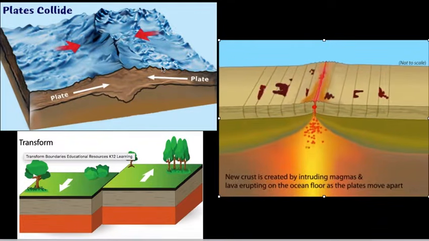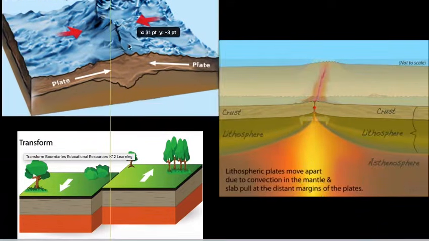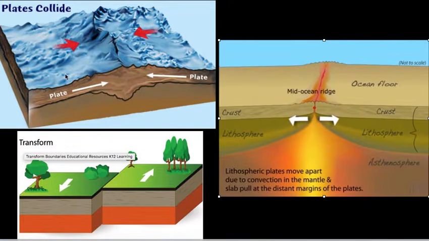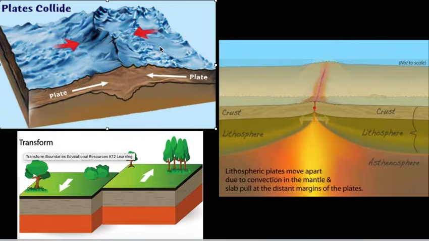Now, a good thing to take note of are these two over here, the convergent boundary and the divergent boundary. Why? Because these two boundaries mainly create landforms. Okay, so what you can see here, a convergent boundary can create a mountain range. Okay, this here can also create islands.